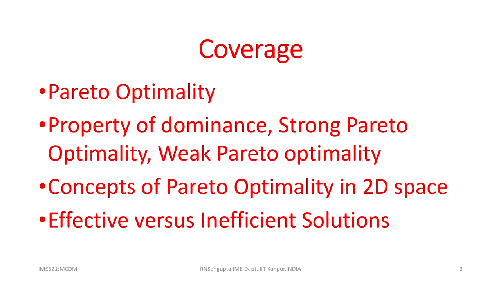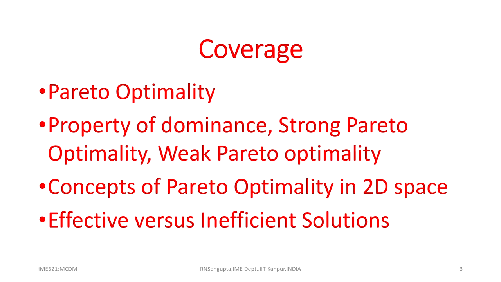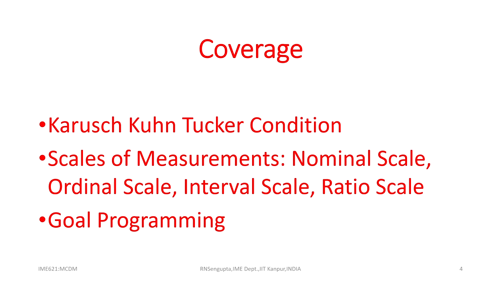This is the 23rd lecture, the third lecture of the fifth week. Under the broad umbrella we will cover Pareto optimality. We have covered a few of the concepts of MCDM definitions, the comparison of MODM, then multi-attribute decision making, and we will consider further the Pareto optimality concept, the property of dominance, what dominance means, strong Pareto optimality, weak Pareto optimality, and how the concepts of Pareto optimality can be understood in 2D space. In 3D space we can imagine and analyze, but in higher dimensions it will be difficult to visualize. We will consider efficient versus inefficient solutions, and the concept of the Karush-Kuhn-Tucker condition.